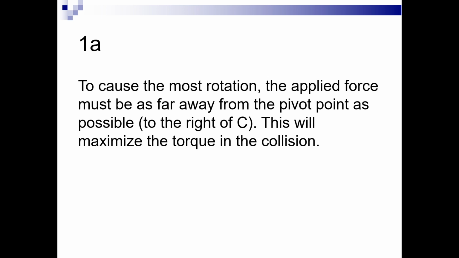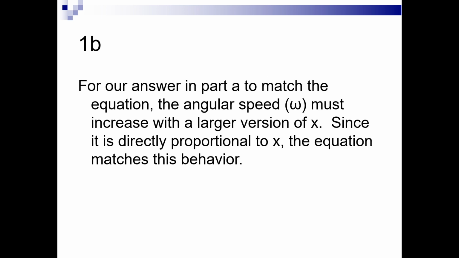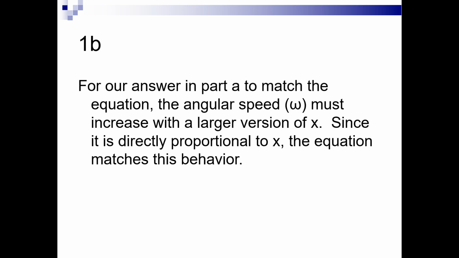And then in part B, they give you an equation, and we want to see if it matches with what we expect. Now, if you answered part A wrong, you could still get part B correct if you analyze it the same way. But with the equation, we're looking at where it's supposed to hit, so we look at what happens to x. So the more we increase x, the more it's going to increase that speed. So that was part B.